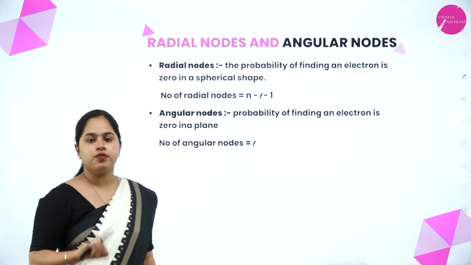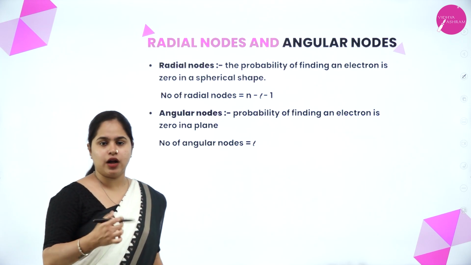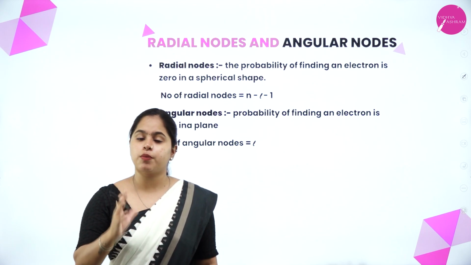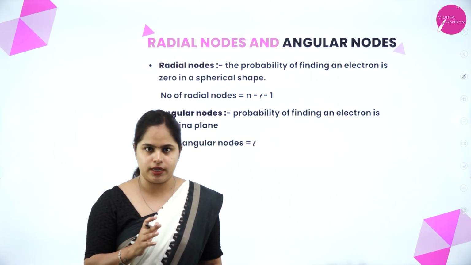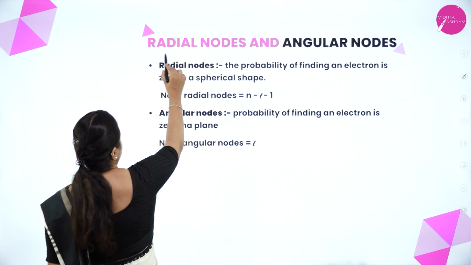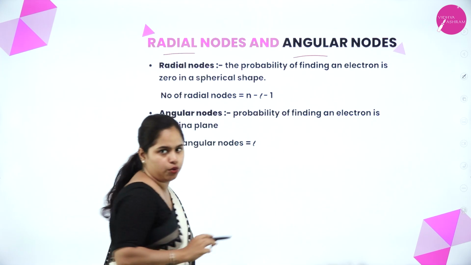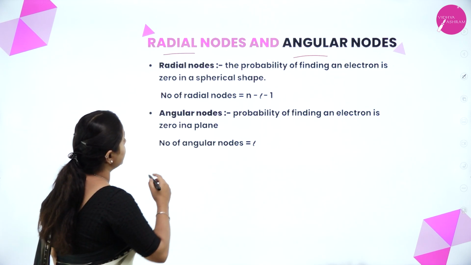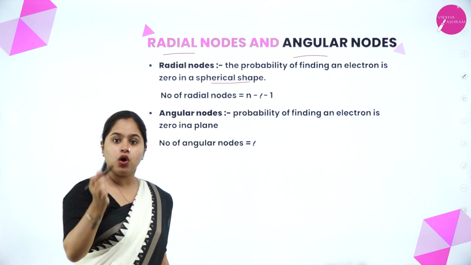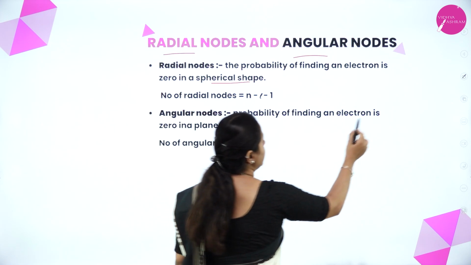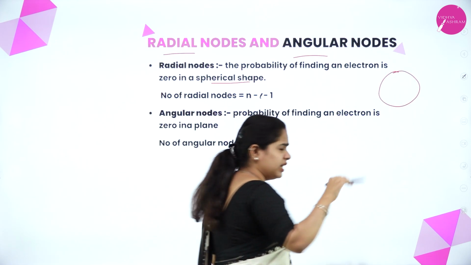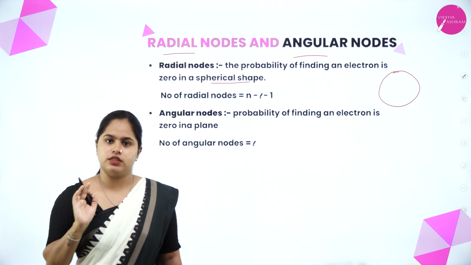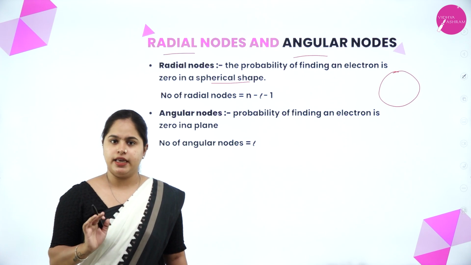Now, moving on to the next part, that is radial nodes and angular nodes. So we studied about nodes. What is a node? It is the region in which the probability of finding electron is 0. There are two types of nodes that you should know, that is radial node and angular node. So first, what is radial nodes? The probability of finding an electron is 0 in a spherical shape. So a radial node means that in a sphere or spherical shape, where the probability of finding electron is 0, that will be radial nodes.